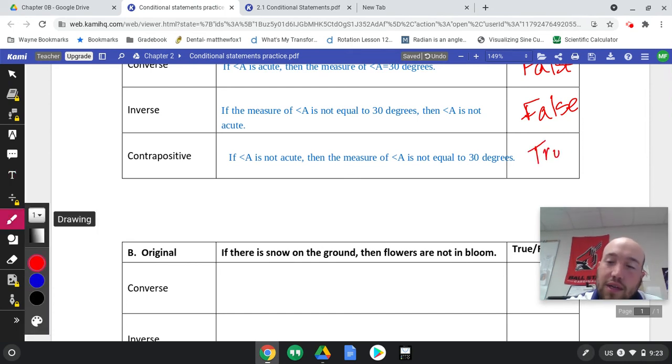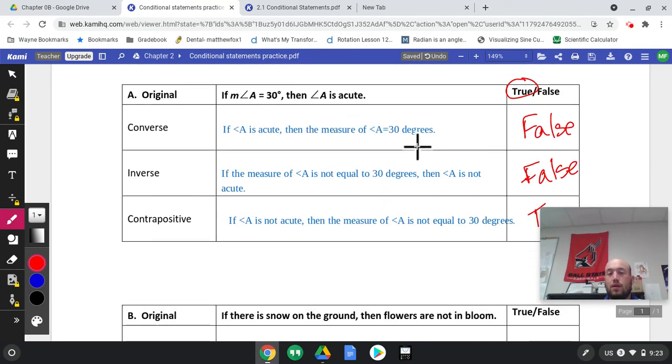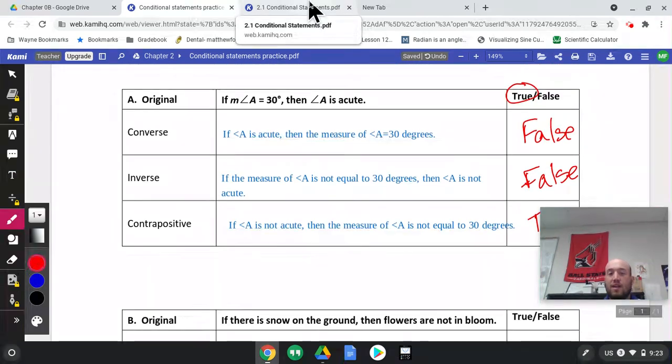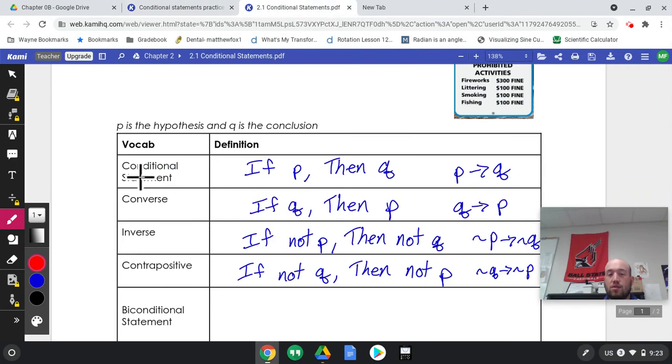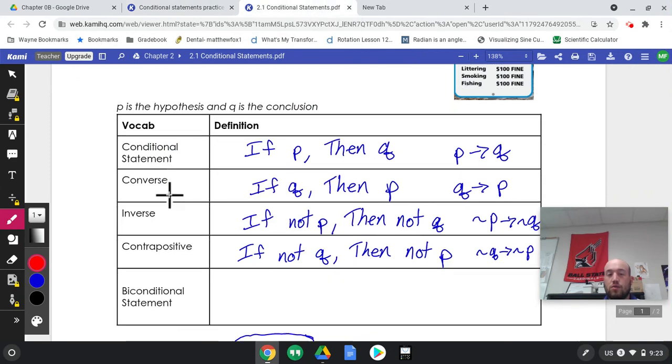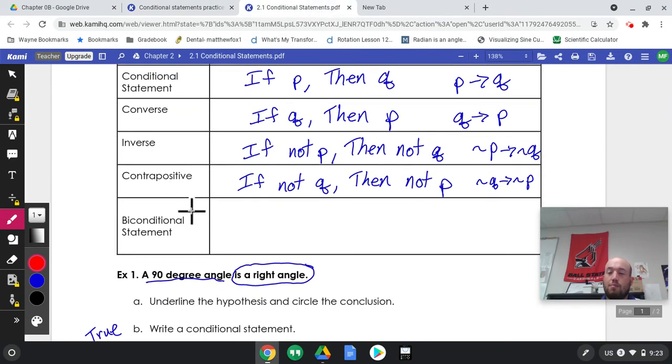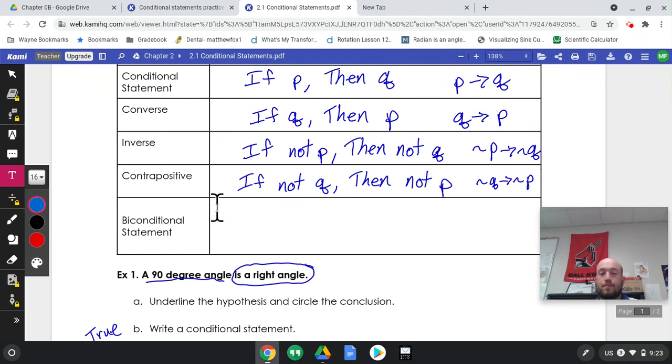So we have to be careful. Sometimes they're all true. Sometimes they might all be false. Sometimes it's a mixture like this one. So let's go back now. If both our original, our conditional, and our converse are true, then we can write something called a biconditional. Okay, so that's the only time, if both of those are true.